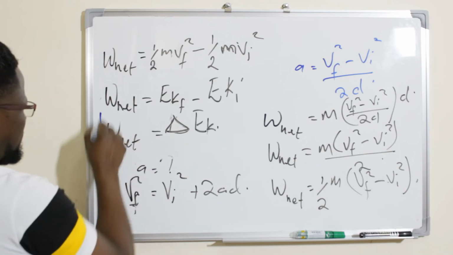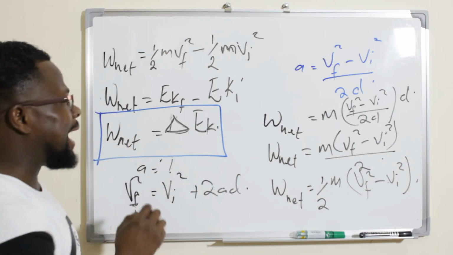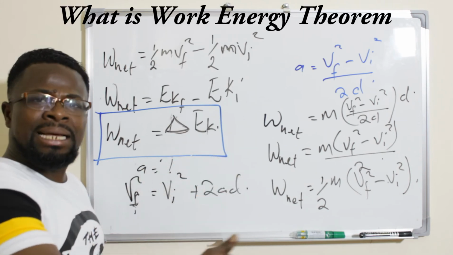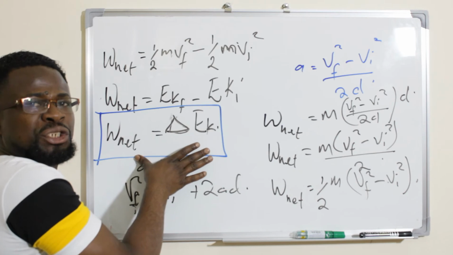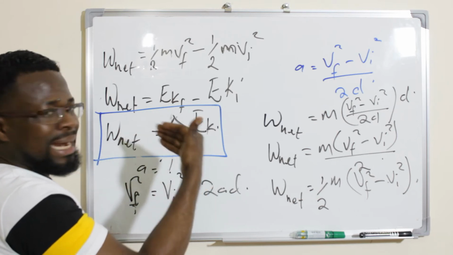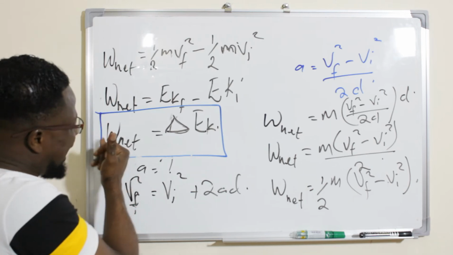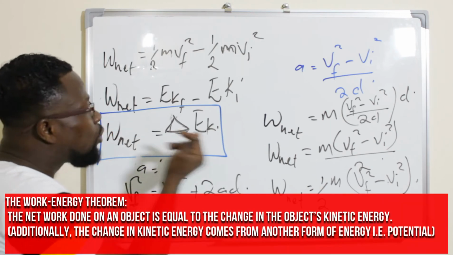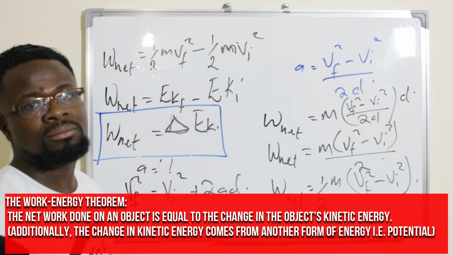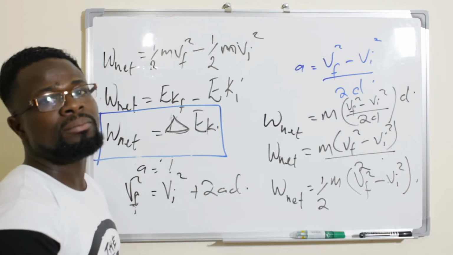And this is what we refer to in physics as the work energy theorem. So what is the work energy theorem? This is the mathematical definition of the work energy theorem. We can say that the work energy theorem simply states that the net work done on an object is equal to the change in kinetic energy of an object. And that is what we refer to as the work energy theorem.